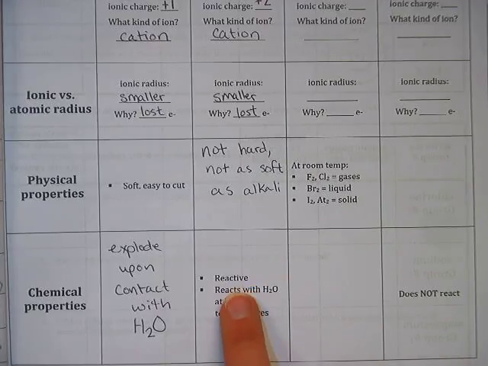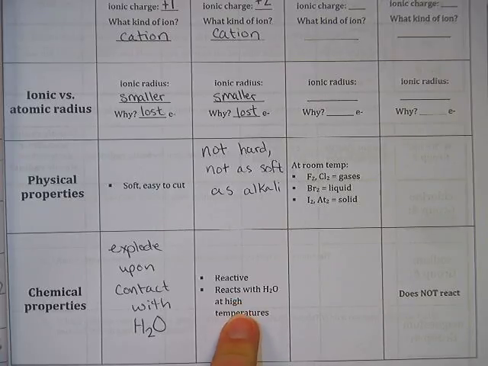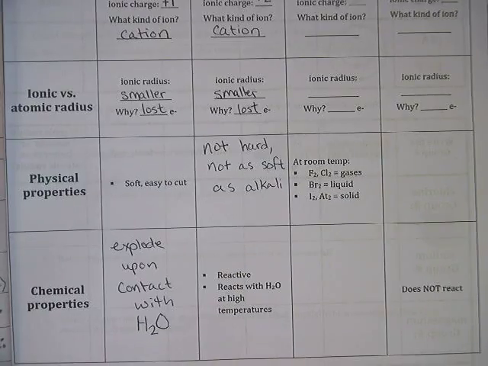Okay, alkaline earth metals are also reactive. They will react with water at high temperatures. They will explode with water. At room temperature, they won't really do anything, but at high temperatures, they will explode with water. Throw it into a hot spring. Yeah.